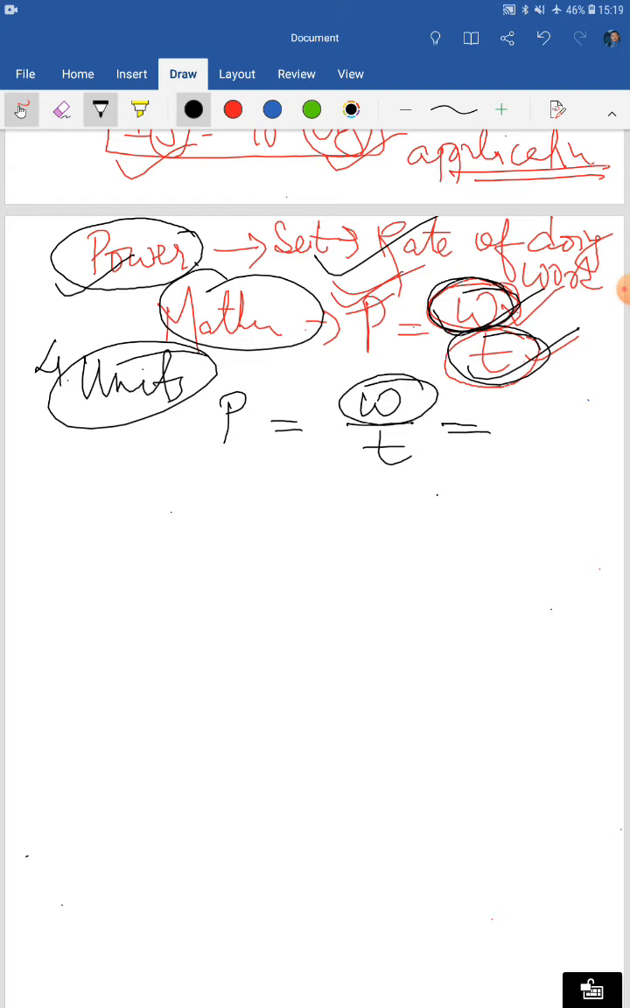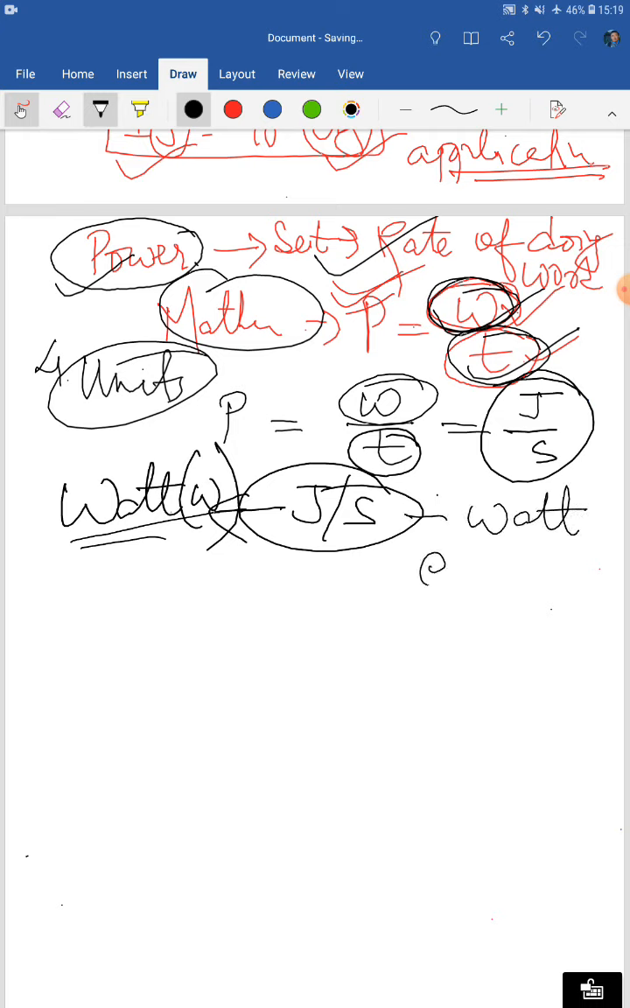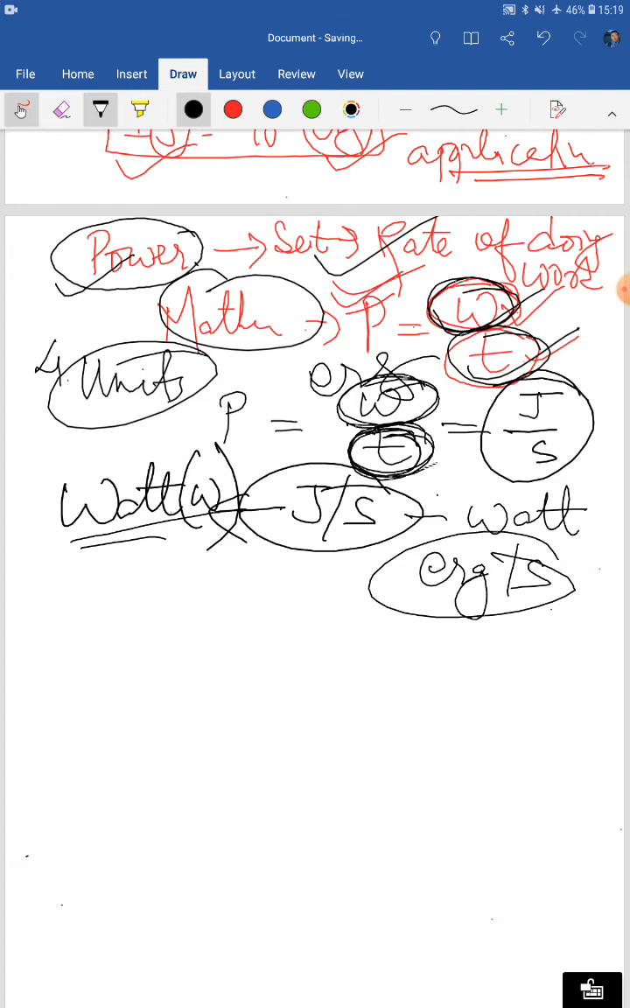So W, that is work done, is expressed in a unit called joule in the SI, and time in second, so joule per second. So joule per second is the unit, but instead of this we use the unit called watt, written with a capital letter W. So the SI unit of power is watt, and the CGS unit is erg per second, because the CGS unit of work is erg, and the unit of time has only one unit, that is second. So erg per second is the CGS unit of power. Is that okay? Yes.